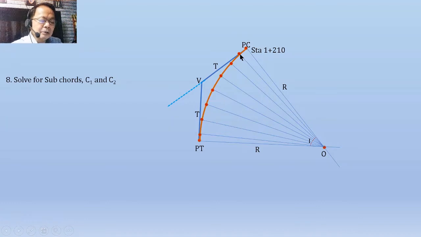So let us now try to define what this subchord C sub 1 is. Subchord C sub 1 is this line that we see between the PC and the first full station.